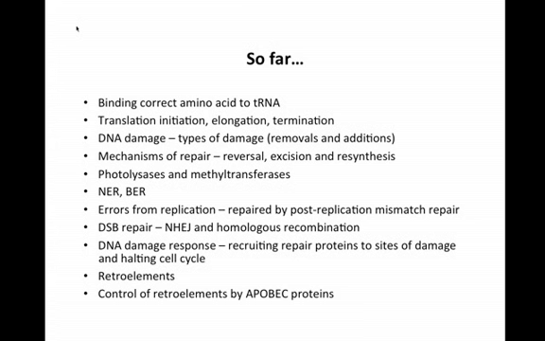Then we just spent a short time talking about retroelements. I should have said retroelements is actually only two out of three categories. We'll say mobile genetic elements would be more appropriate. And today we'll talk very briefly about control of retroelements by the APOBEC proteins.